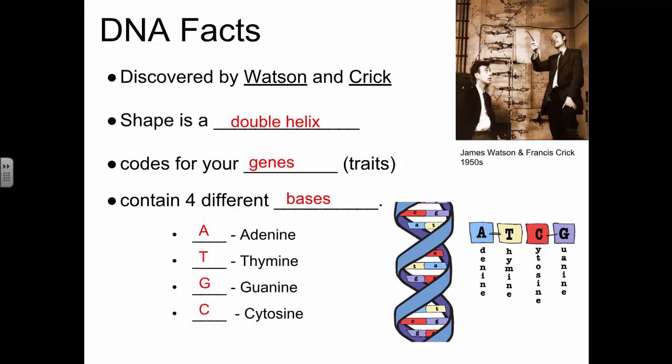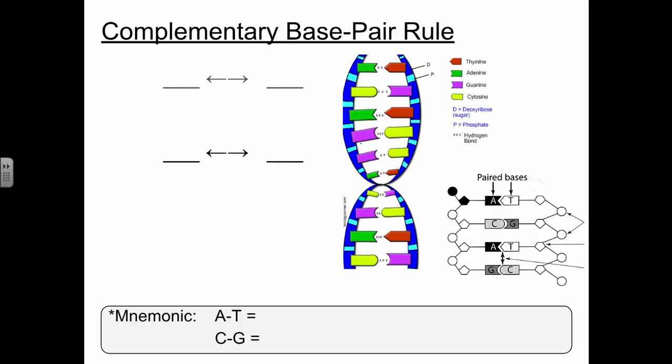And so the order of those bases is what gives us our traits. And the way that these bases match up, they match up in a certain way. Because DNA is a double-stranded molecule, we have the sides of our ladder, and we have our bases in between. They always match up in a certain way. In DNA, adenine, A, always matches on the other side of the DNA molecule with a T. We say that those bases are complementary.